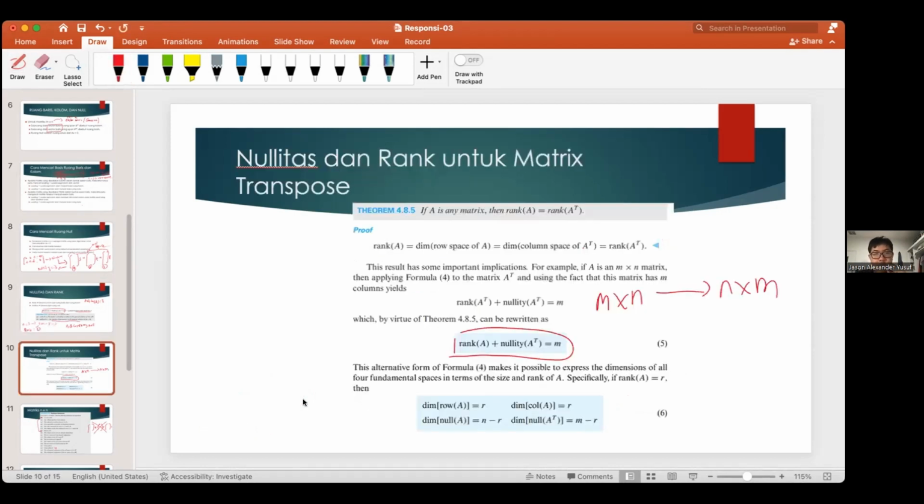Okay, so next, what if we're dealing with a matrix that is transposed? The rank doesn't change. However, your nullity will change. Yeah, so this is just something that you should bear in mind.